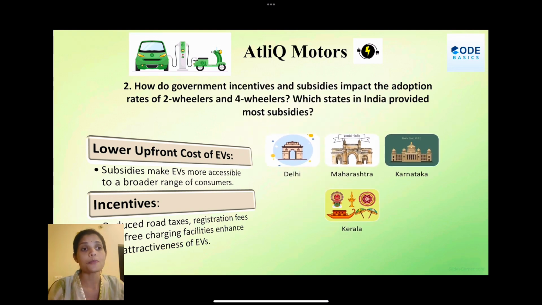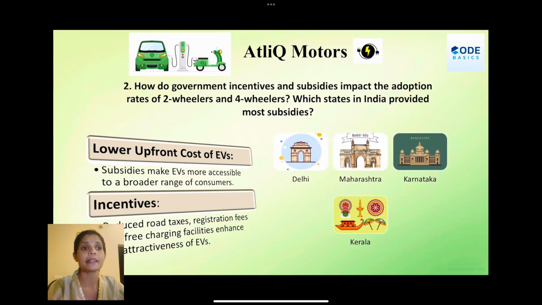Let us see the top states for subsidies. States like Delhi, Maharashtra, Karnataka and Kerala have been leading in providing subsidies and incentives for EV adoption. For instance, Delhi offers substantial subsidies and has a comprehensive EV policy. Maharashtra provides financial incentives and has implemented several EV-friendly policies. Karnataka is known for its progressive EV policies and infrastructure support. Kerala actively supports EV adoption through various incentives and subsidies.